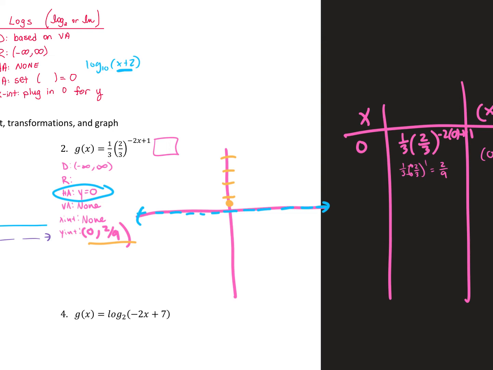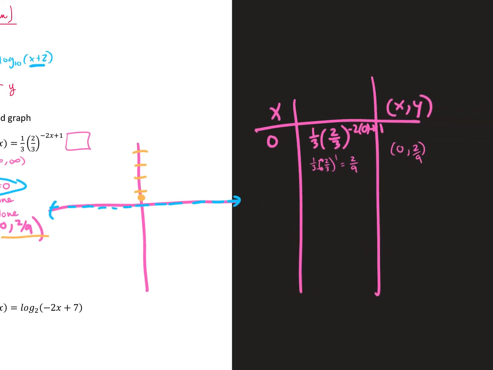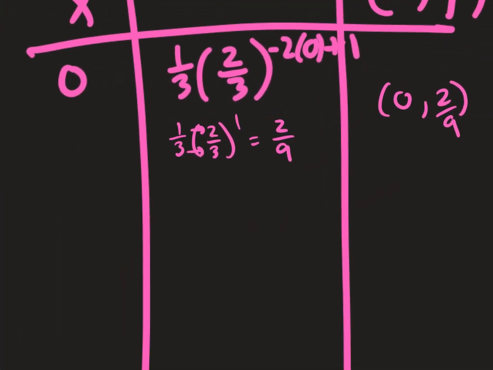What can I do next? Plug in more points. So I plugged in 0. What's another good number to plug in? 1. So I have 1/3 times 2/3 to the power of negative 2 times 1 plus 1. What do I have to do first to solve this?